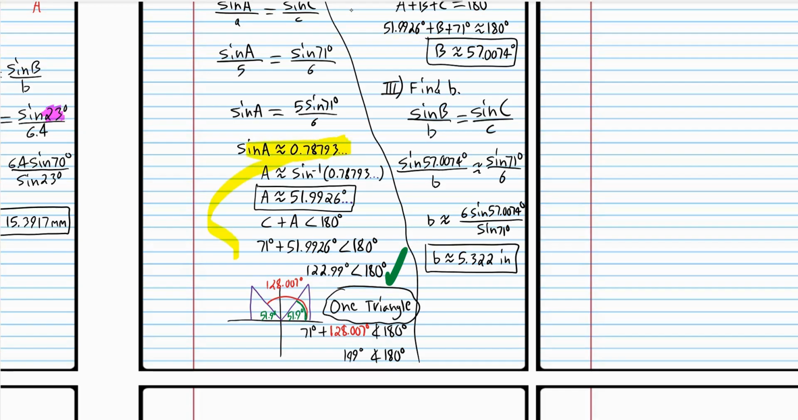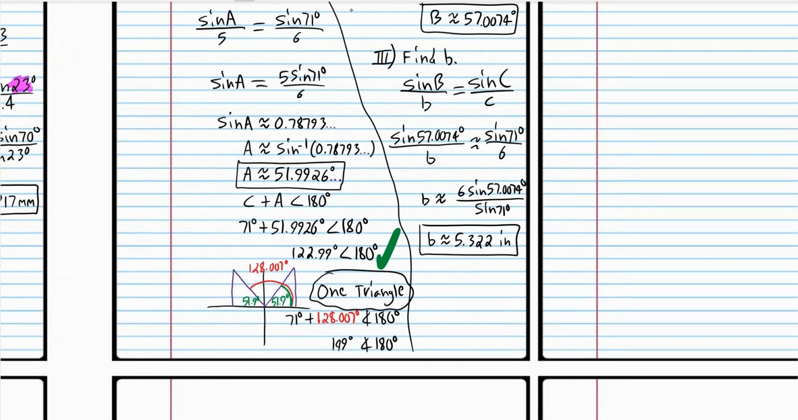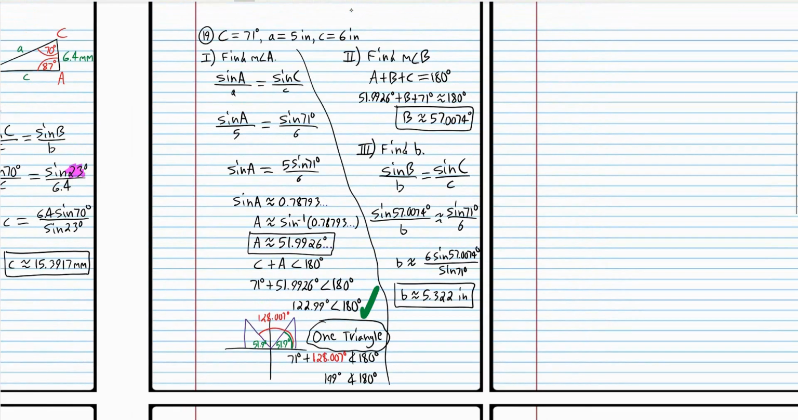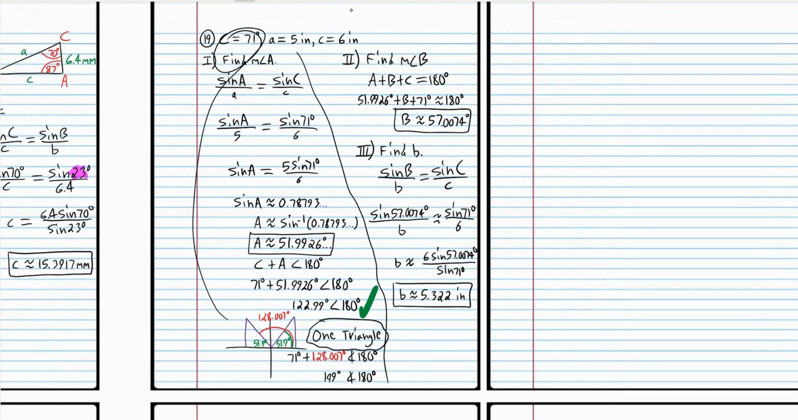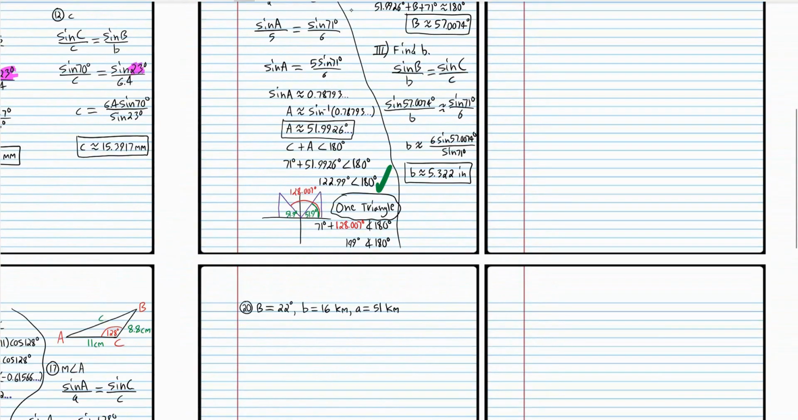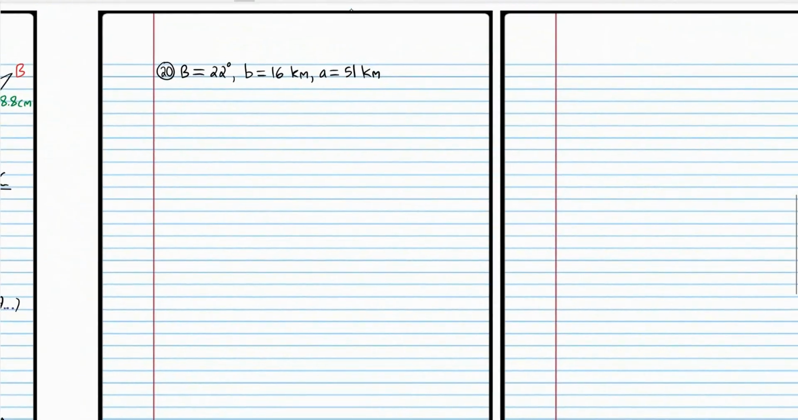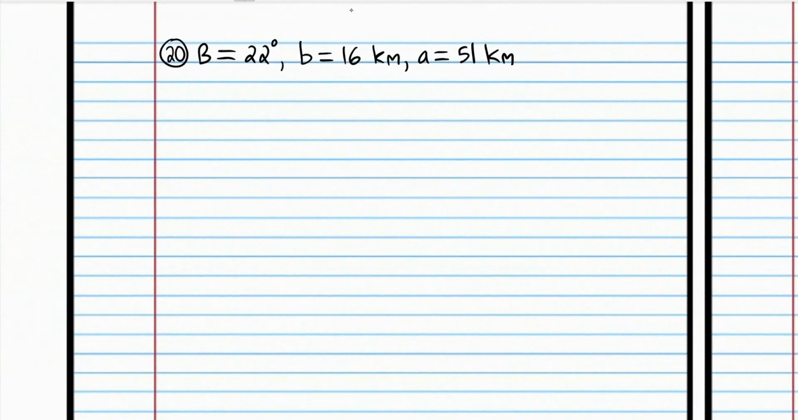We also have to make sure that the sum of these two angles is not greater than 180. If the sum is not greater than 180 for the first angle, that means there's at least one triangle. And if you find the angle in the second quadrant and add it to the first angle that they gave us, and that sum is still less than 180, then you have two triangles possible. So I know that's a lot to take in, but try number 20, and when you come back, we'll do it together.